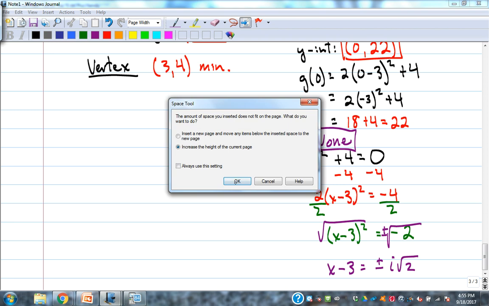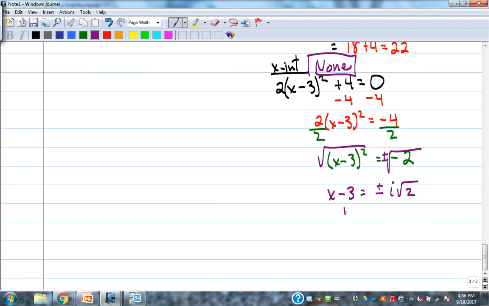So let's go ahead and get x by itself just so it's not so foreign to us later on. X equals 3 plus or minus i radical 2. Those are the solutions to the equation, but they don't show up when you graph it because they're complex. Complex solutions don't show up in a Cartesian plane.